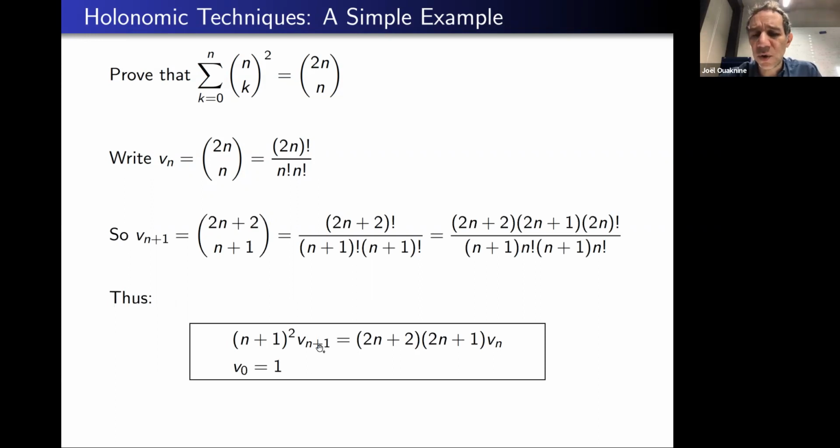So why is it first order? It's order 1 because every term in a sequence depends only on one previous term. So v_(n+1) only depends on v_n, so it's order 1. And the coefficients are actually these polynomials in n.